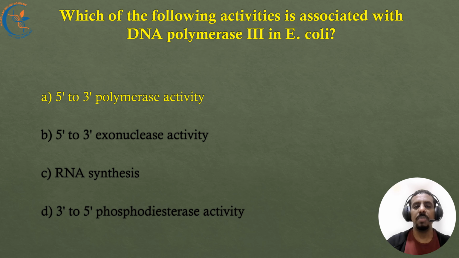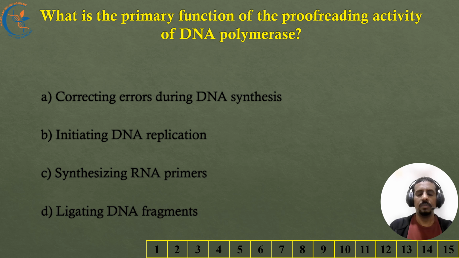Actually, DNA polymerase 3 in E. coli has 5' to 3' polymerase activity, which is essential for synthesizing new DNA strands. Okay, so the correct answer here is 5' to 3' polymerase activity. Okay, let's see the next question. What is the primary function of the proofreading activity of DNA polymerase?